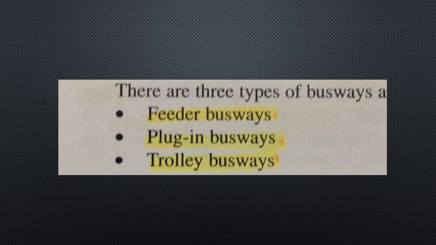There are 3 types of busways available: feeder busways, plug-in busways, and trolley busways. A plug-in busway is illustrated in figure 5-19. Although the initial cost of busway material is higher than the other wiring methods, the installation labor costs are much lower. This often makes it a more cost-effective system.